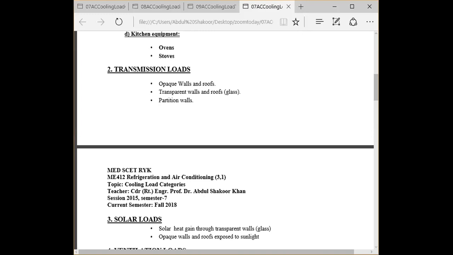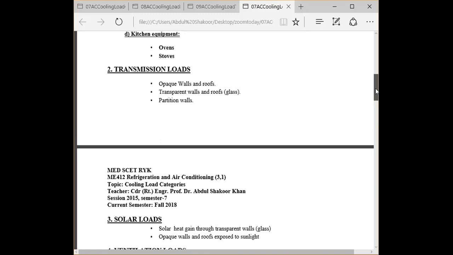So this heat transfer formula is Q is equal to U multiplied by the area of the surface multiplied by the temperature difference across the surface. What is U? It is called the overall heat transfer coefficient, and you have already learned in chapter 2 how to calculate this.